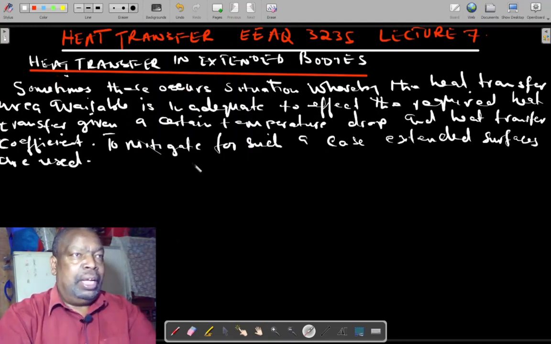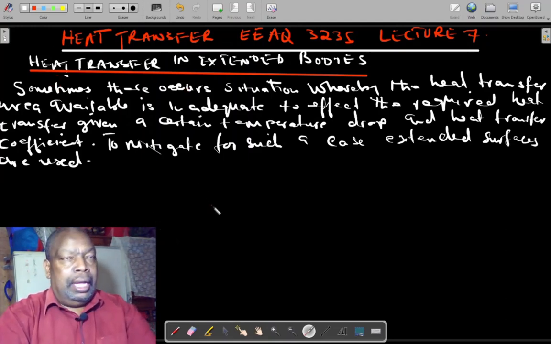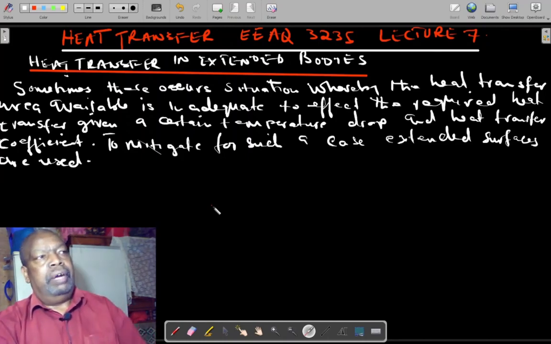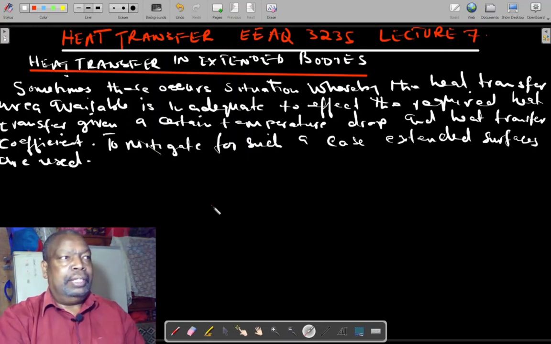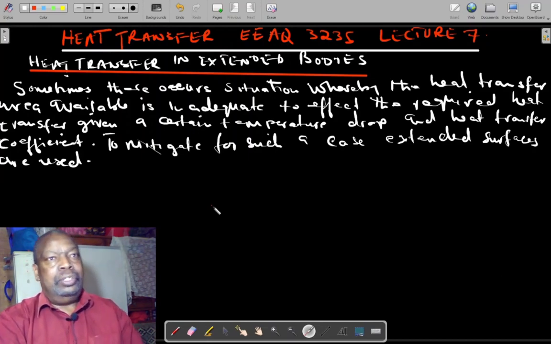Sometimes there occur situations whereby the available surface area or heat transfer area is inadequate to effect the required heat transfer given a certain temperature drop and a heat transfer coefficient. Now, to take care of such a case, extended surfaces are used.